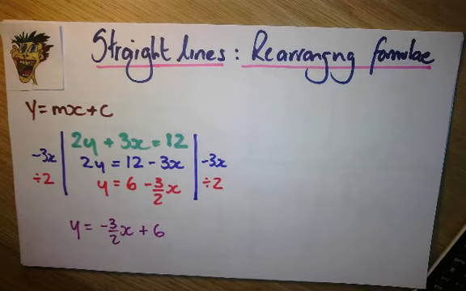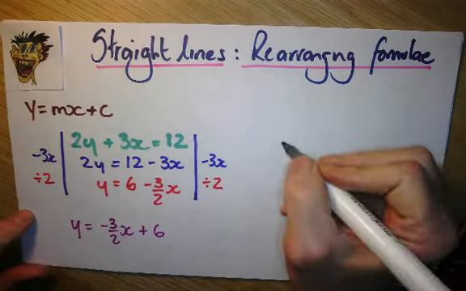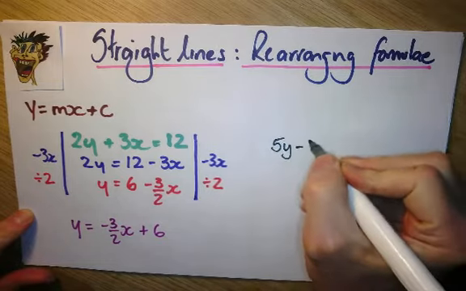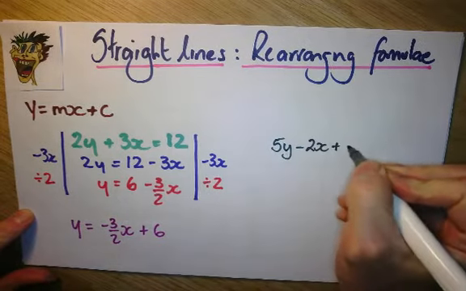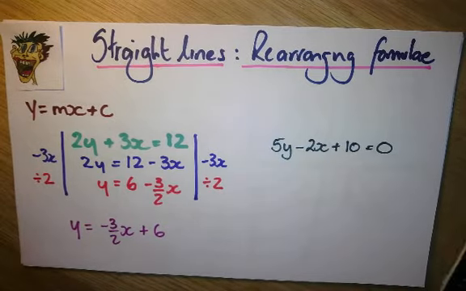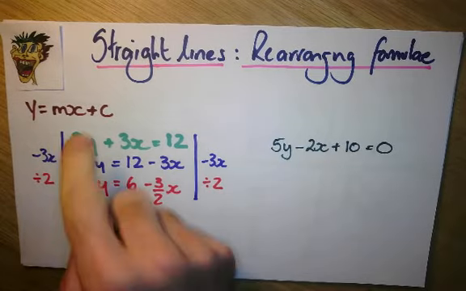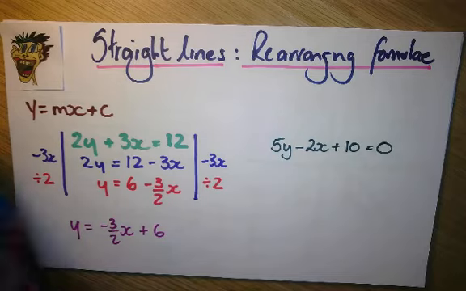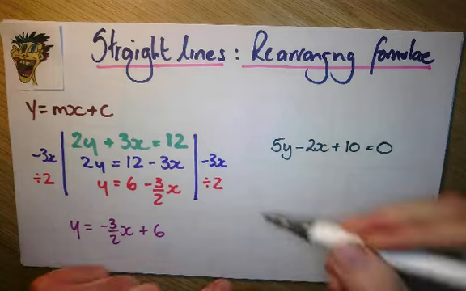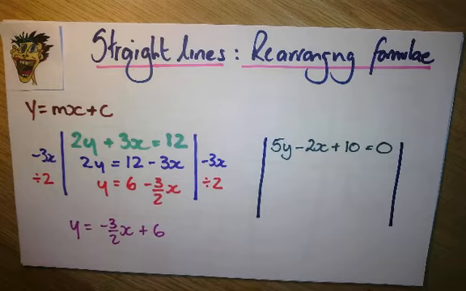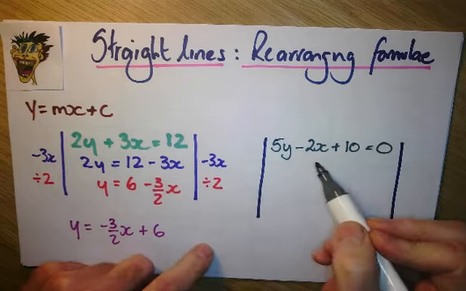Now let's look at a different one. Okay, so here we go. The question is 5y minus 2x plus 10 equals 0. And we want to rearrange that in terms of y equals mx plus c. And it looks really quite scary. So I'm going to do the same thing as I did there. I'm going to just put lines like that and see if I can rearrange it.